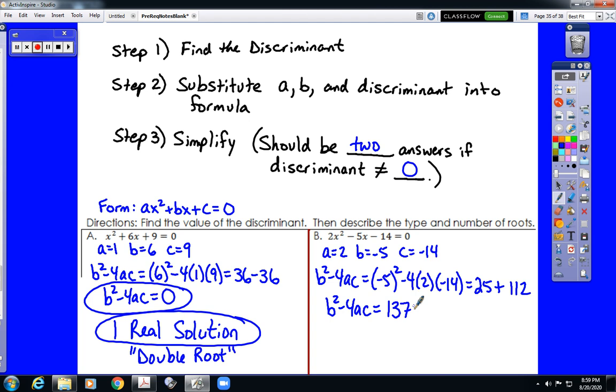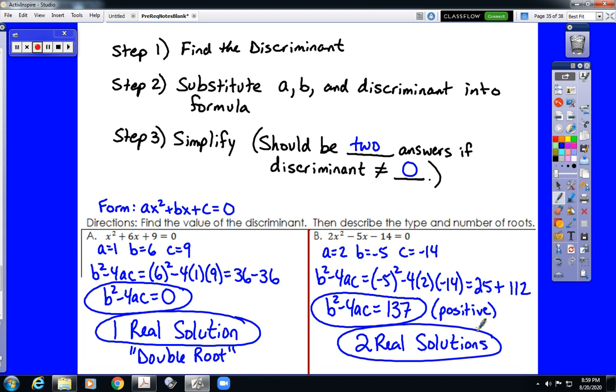What we really care about is that that value is positive. The discriminant is positive, which means we have two real solutions. Next screen has 4 more examples of this, so we're going to go a little bit faster through those.